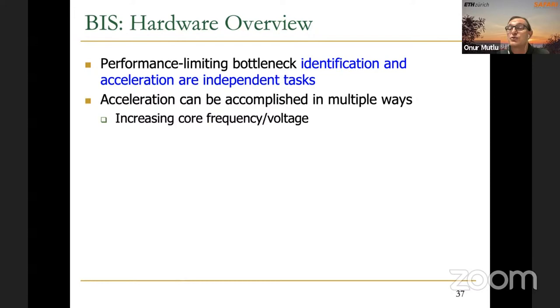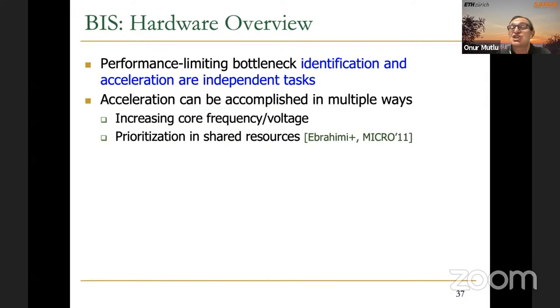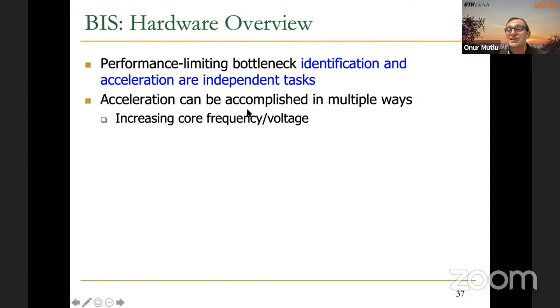You can increase the core frequency and voltage, which we don't handle over here, but you could also do that. You can prioritize shared resources. If you see that a core is executing a critical section or a bottleneck, for example, you immediately increase its frequency and voltage, right? The hope is that this will accelerate the bottleneck. It may not accelerate the bottleneck in a microarchitectural way because you're not changing the core type, but if the bottleneck benefits from increased frequency and voltage, you can execute it faster.